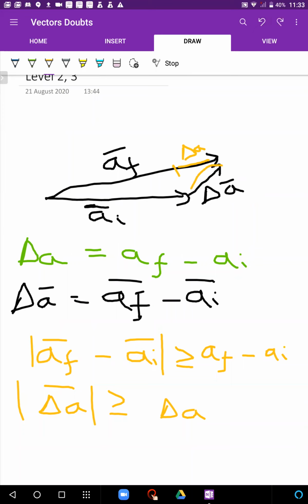A final is A initial plus this vector. So this is delta A bar. Whereas this is delta A. This is the change in the length of the vector. Okay, this is the change in the length of the vector.